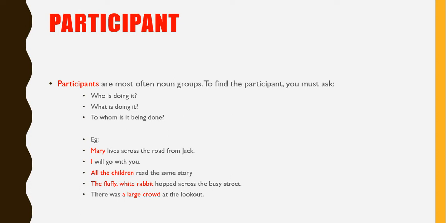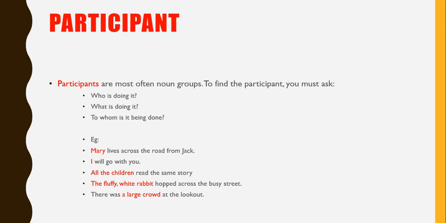Participants: every proper sentence must have a participant, and they are most often the noun groups. To find the participant in a sentence, you must ask who is doing it, or what is doing it, or to whom is it being done. So for example, Mary lives across the road from Jack. I will go with you. All the children read the same story. The fluffy white rabbit hopped across the busy street. There was a large crowd at the lookout.